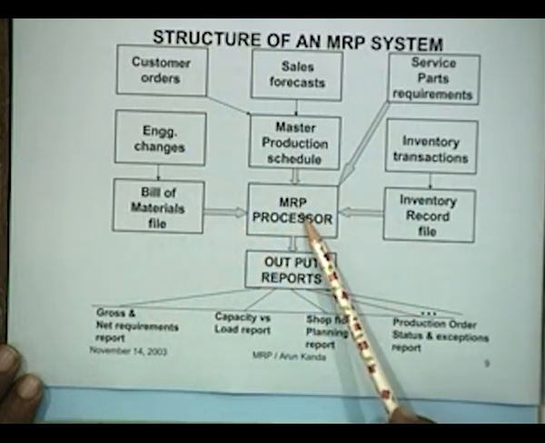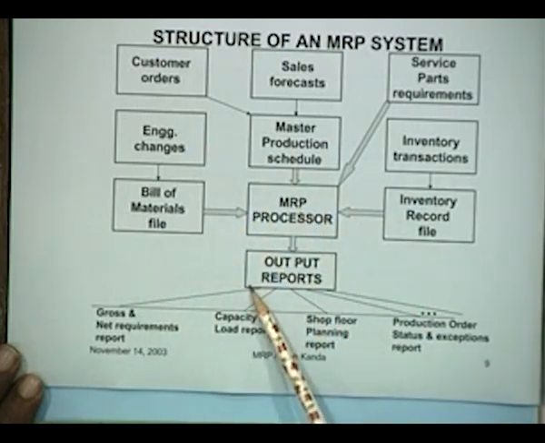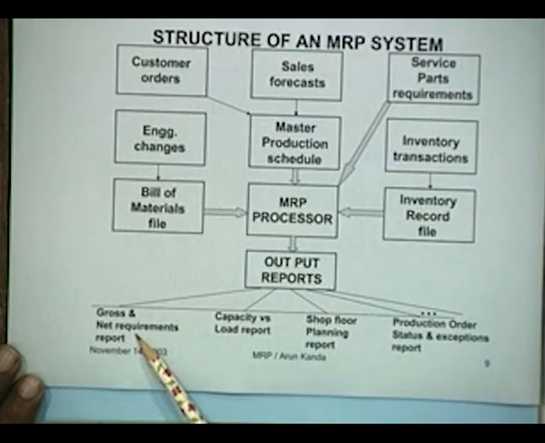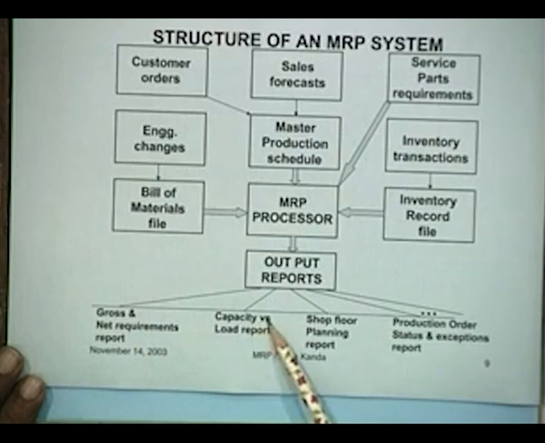And then what does the MRP processor do? It gives you typically reports, output reports, and the most commonly used reports are these four. This is the most commonly used report. It's called the gross and net requirements report. That means it tells you what are the gross requirements of different jobs and what are the net requirements of different jobs. Capacity versus load report, which means it tells you what is the capacity that you have and how much are you loading it in individual periods.